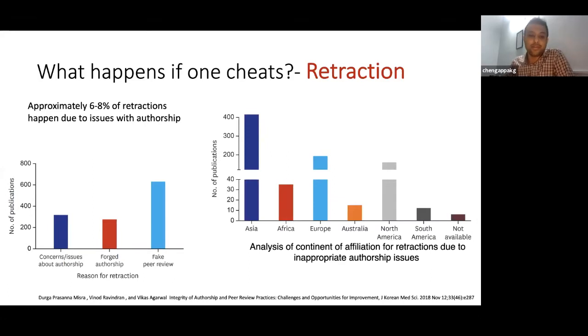What is alarming is that all these retractions, majority of them are happening in Asia. By Asia, I don't mean India alone. There are other countries, but majority of them are happening in Asia. That may be also because the population in Asia is more, the pressure is more, all those things. But we have to be careful that Asia is already under a scanner, and we can't afford to do more mistakes.